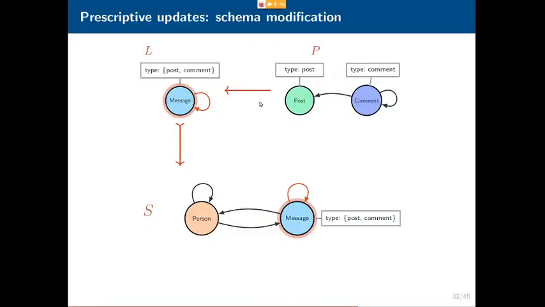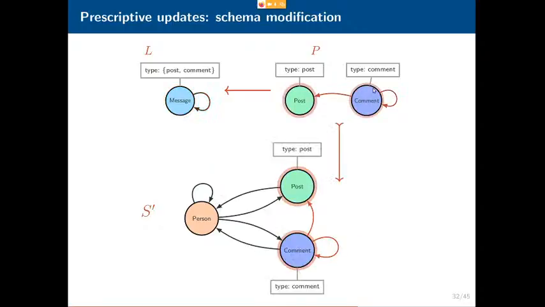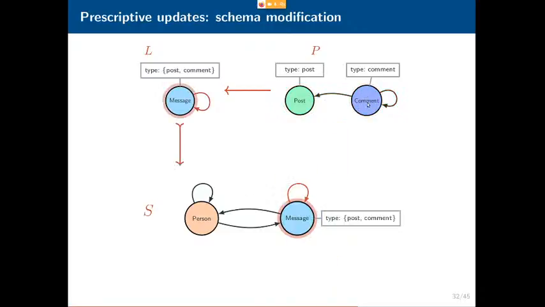So L is the type of P, and P is the type of S prime, right? Yes. So actually here, it's better not to call it typing, because maybe it's a problem in how I illustrated it. What is illustrated on the top is a rewriting rule. It's just our rewriting rule that says post and comment map to the message.